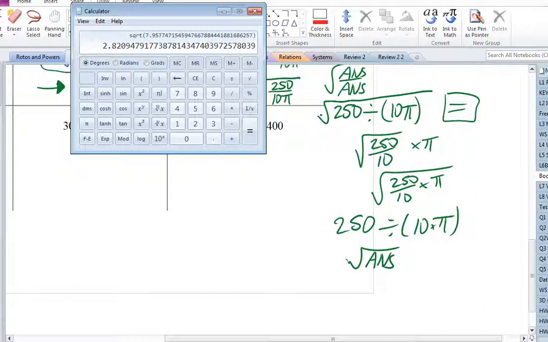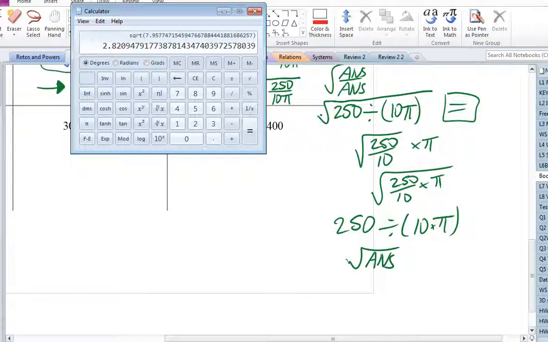Who's next? Okay, do you know where your answer button is? Oh, you don't have one. This one's a little harder. Where's your square root button? Okay, yours is easy. Just do it like I did it. 250 divided by 10 divided by pi. Where's pi? Good. Second function, pi, equals, good, now square root, done.